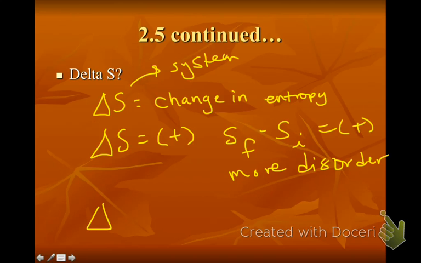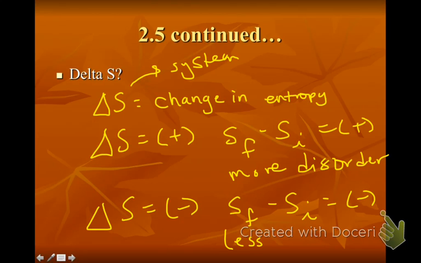If delta S is negative, then you're going to have the opposite thing going on. S final is going to have a lower entropy, which means you're going to have less disorder as a result of that process. So we want to talk about how this applies to some basic processes.